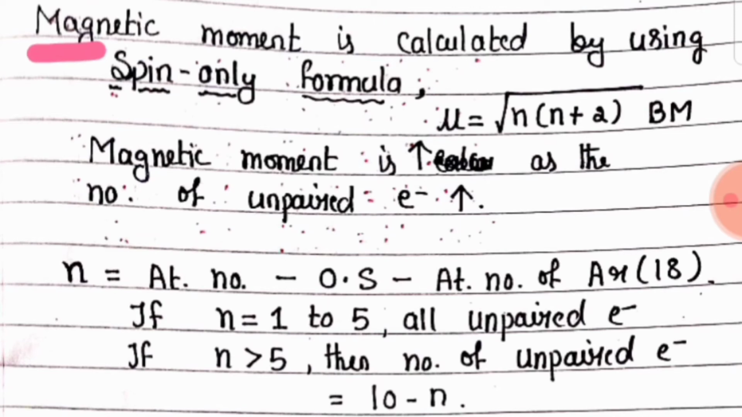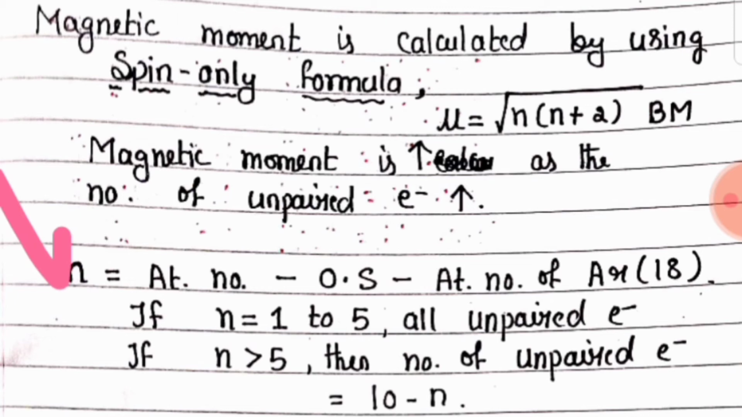And the magnetic moment of the transition element can be calculated by the spin only formula, that is mu = root of n(n+2) BM. BM is the unit Bohr magneton and small n is the number of unpaired electrons. So if there are unpaired electrons, that is paramagnetism, and if there is no unpaired electron, we find diamagnetic property. And magnetic moment increases as the number of unpaired electrons increases.